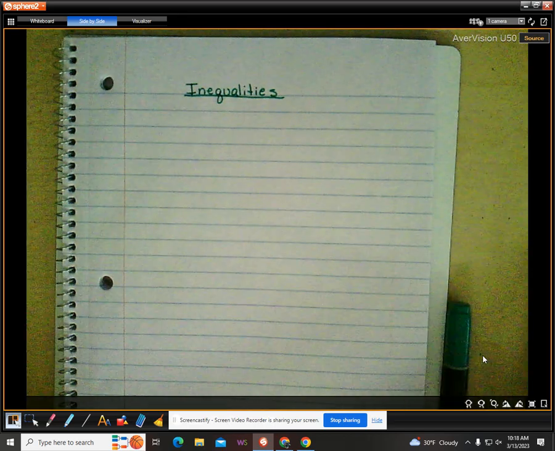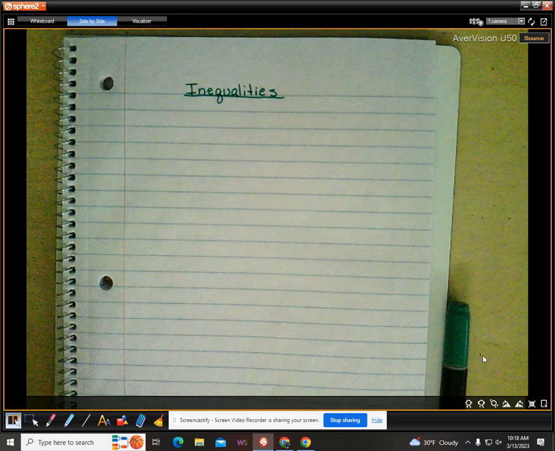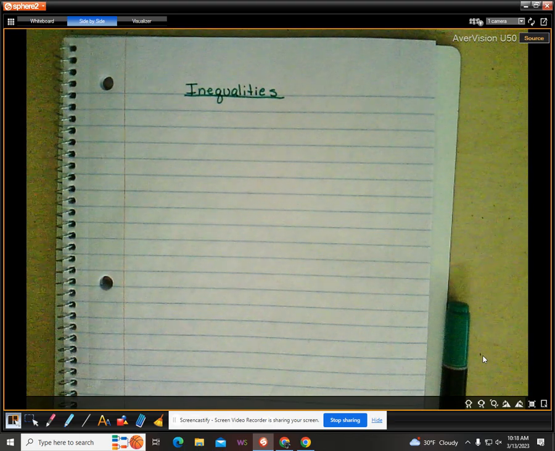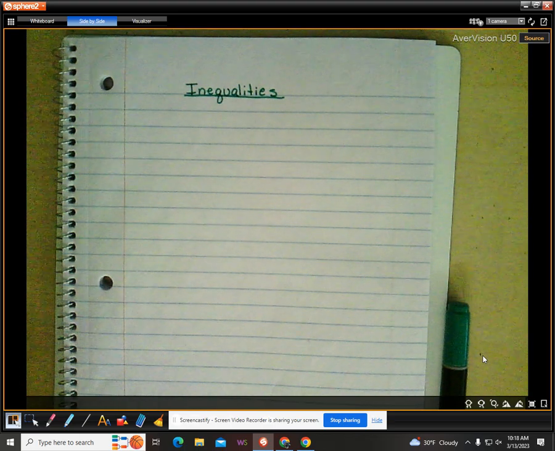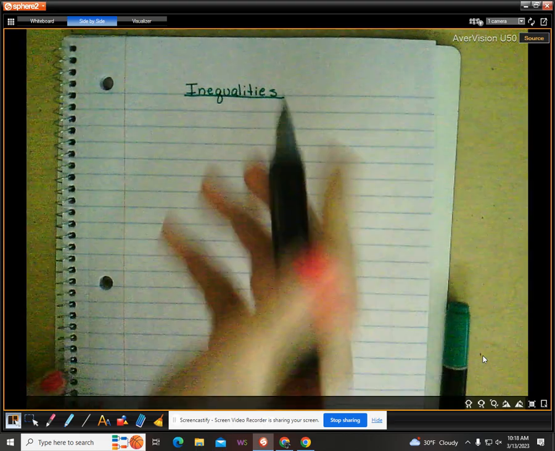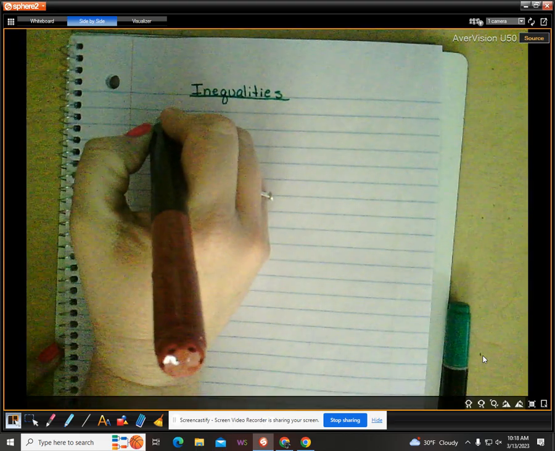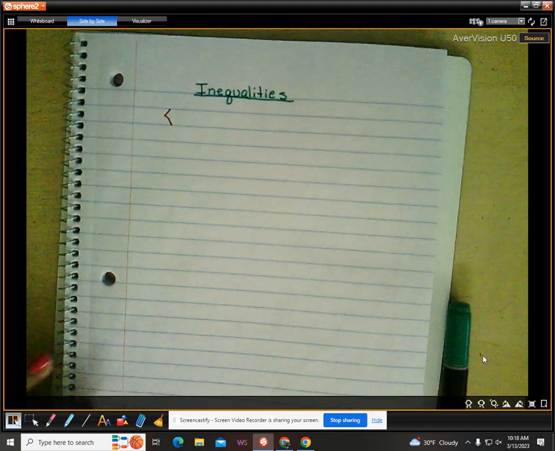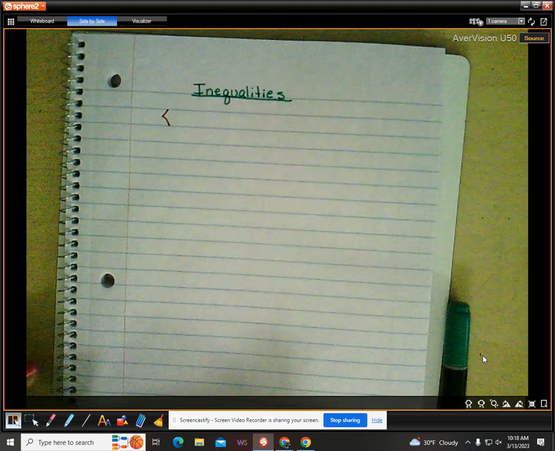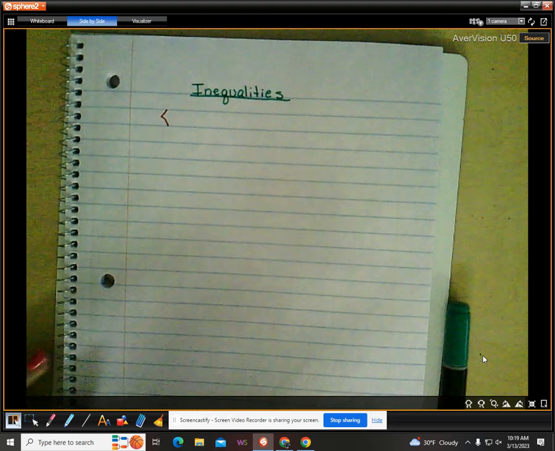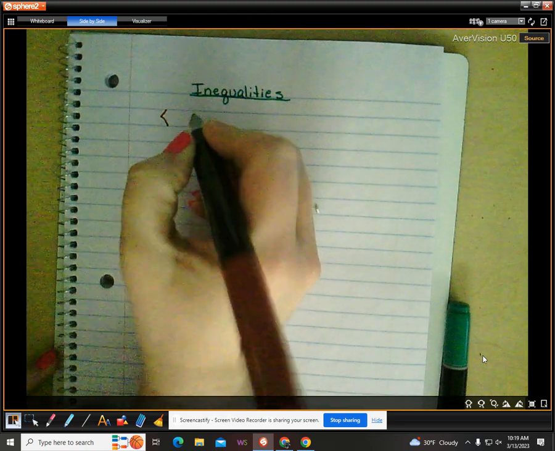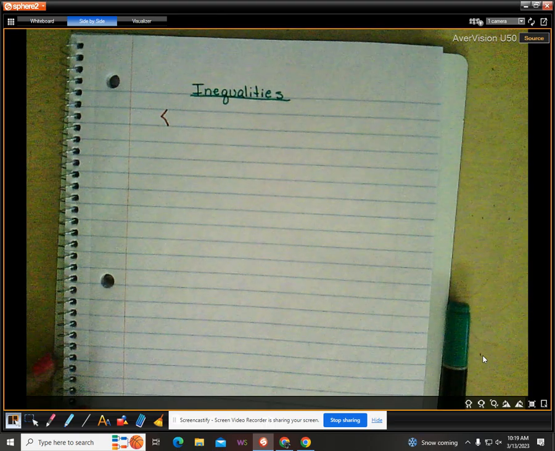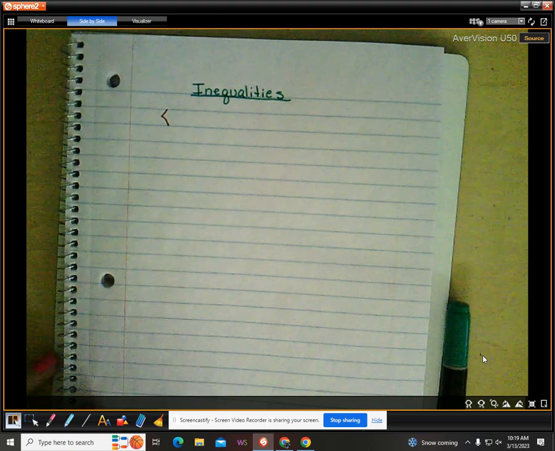So, what is an inequality? There are 4 different signs that we will be using. 2 of them we've looked at before. What sign is this one? We've looked at 2 of these before. Aiden? No? Mason? That one's less than.